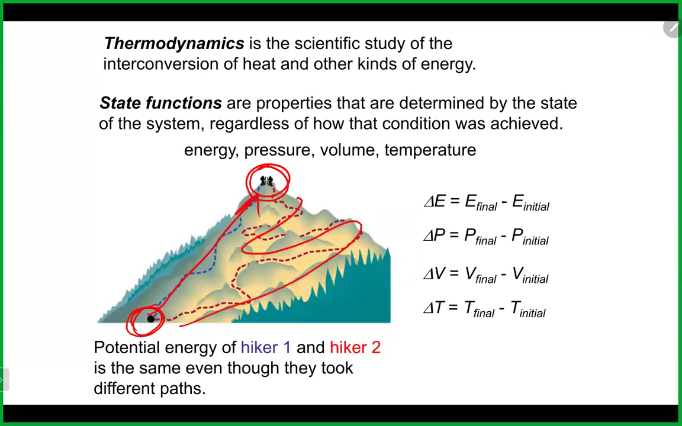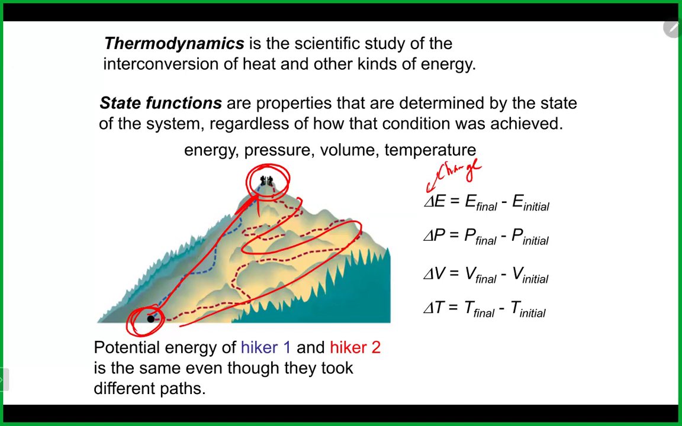And that's why in a lot of things that we do, especially with thermodynamics and energy, what we ultimately calculate is the change in the energy from the final state to the initial state. And that's what this little delta means, right? It means change. So the change in the energy, final minus initial, change in pressure, final minus initial, change in volume, and change in temperature, again, final minus initial.